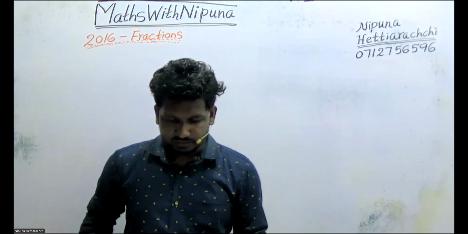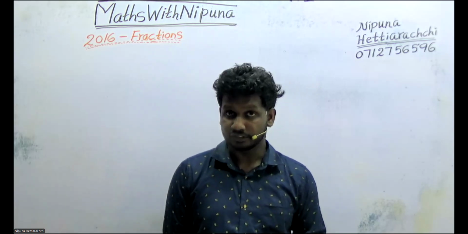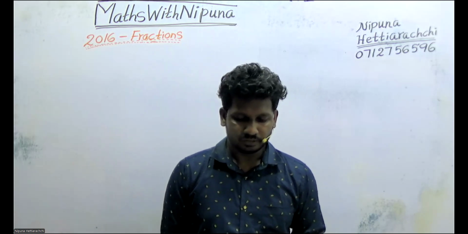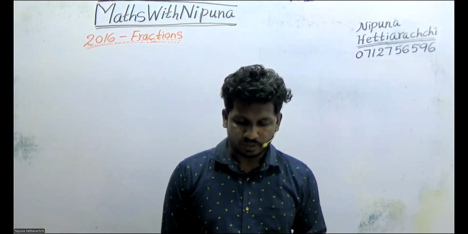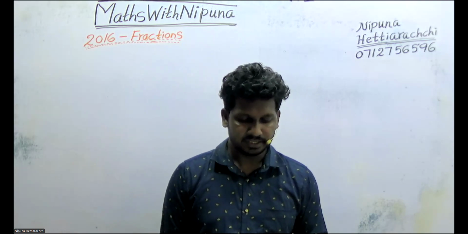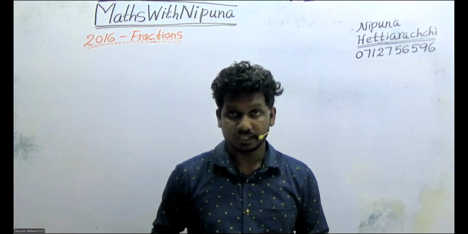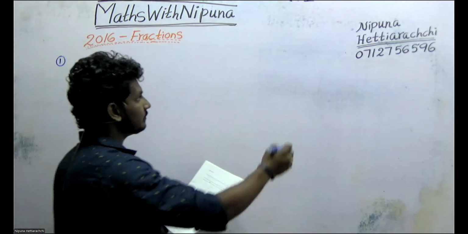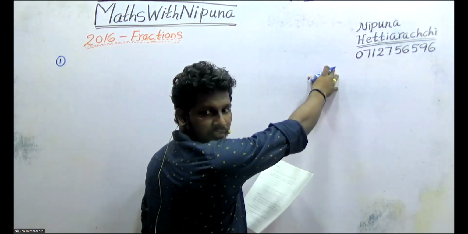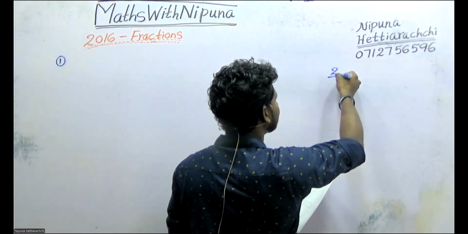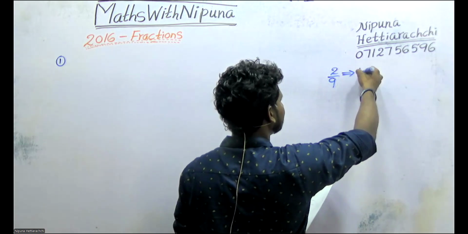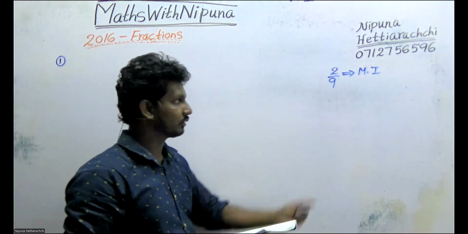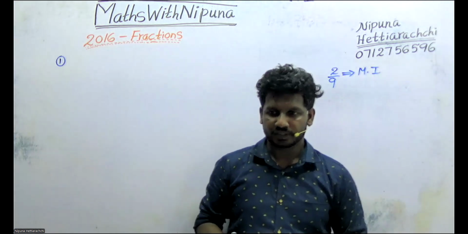Okay, what have they mentioned? First, read the question very carefully. Mr. Kitsiri made a cash donation to a community center. 2 out of 9 of the total amount he donated was used to buy musical instruments. Shall we write the details? 2 out of 9 from the total. Can you see there? 2 out of 9 is used to buy musical instruments. I will write it in short form: 2 out of 9 for the musical instruments.